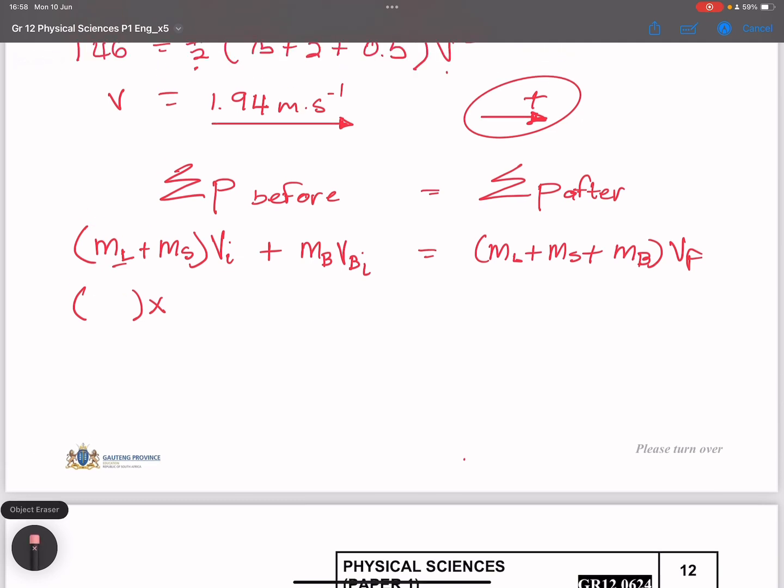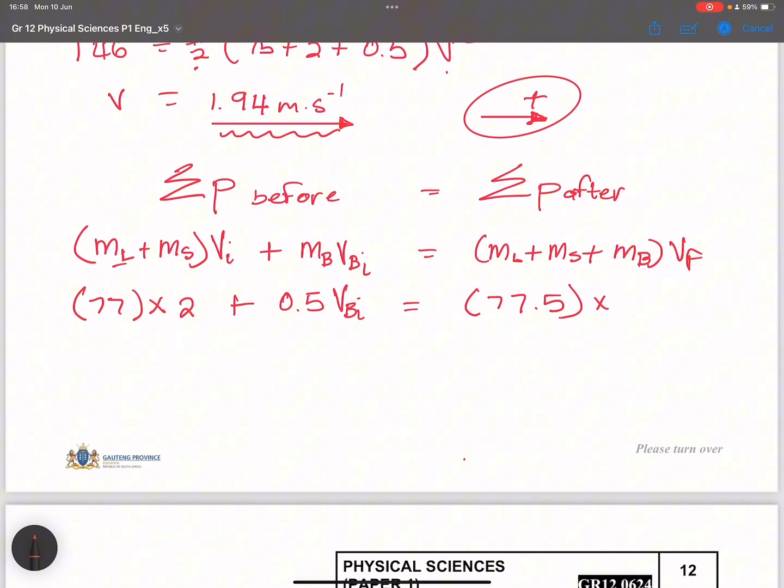So that's 77 times positive 2, because they were moving eastwards. The mass of the ball, 0.5. The initial velocity of the ball, that's what we're looking for. And this would now be 77.5, because we're looking at the joint mass. But they were all moving at 1.94. I'd assume that they were moving to the east in this case because the ball is relatively small in comparison to the learner as well as the skateboard. So it would be 1.94.